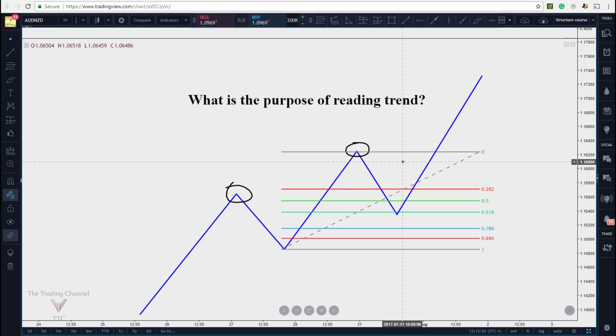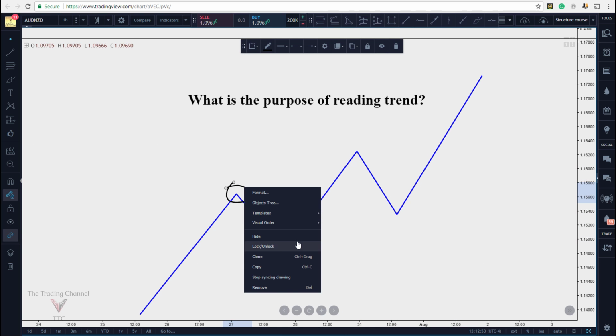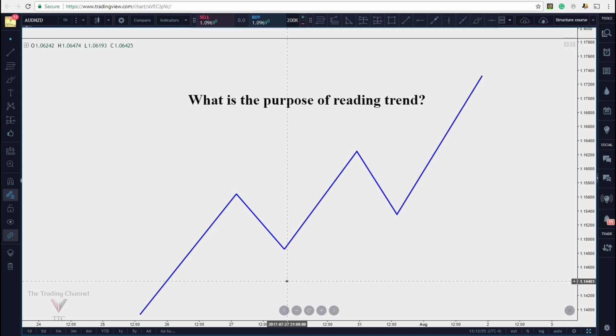So hopefully now you're starting to see the purpose of being able to read trend. Once we have rules in place for trend identification, then we can start to create strategies and even a full trading plan around that ability to identify trend. So now that we know the purpose of identifying a trend, now that we know the purpose of being able to read structure, let's get into the exact rules, the objective rules we can use in order to do so.